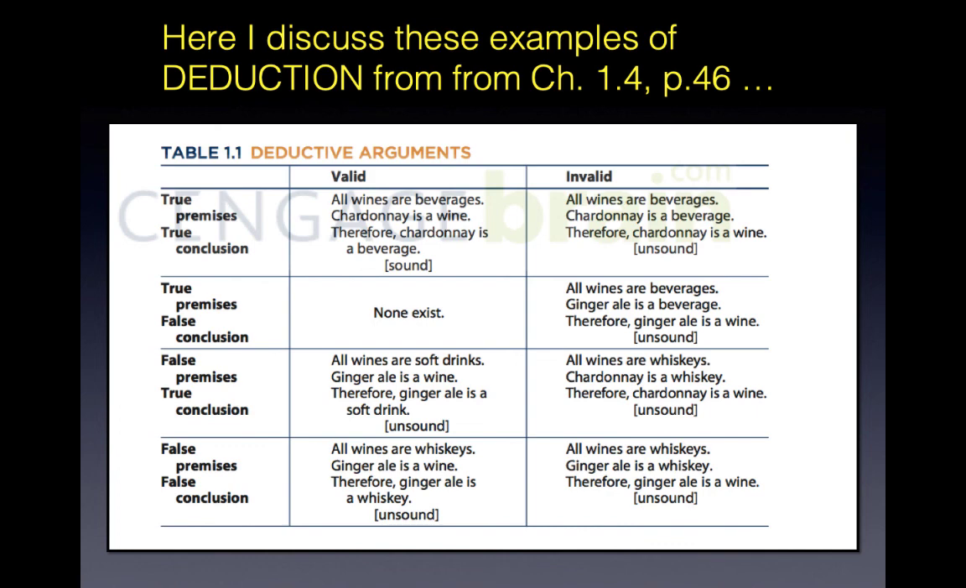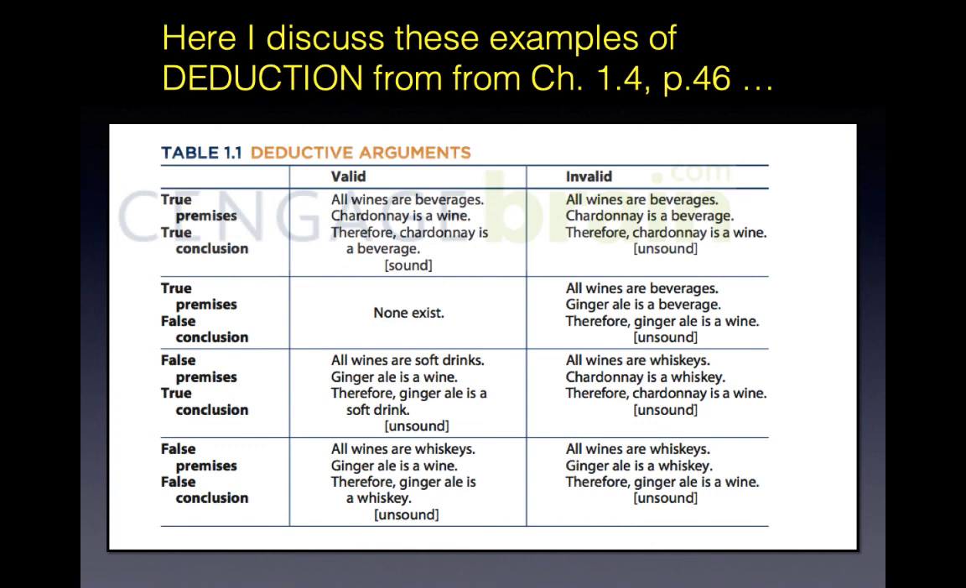Take a look at the left column, bottom row, false premises and a false conclusion. All wines are whiskeys? Yeah, that's not true. No, they're not. Ginger ale is a wine? Already established that it isn't. Conclusion, ginger ale is a whiskey. Okay, so we know that conclusion is false.